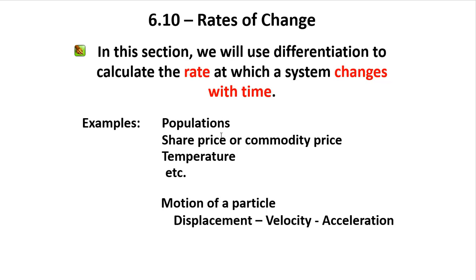The systems are mainly populations, population of humans, population of animals in certain habitats. It's an example question we'll look at shortly. You could also have share prices, commodity prices, or any prices that you could model with an equation. You could work out how that price is changing with time.